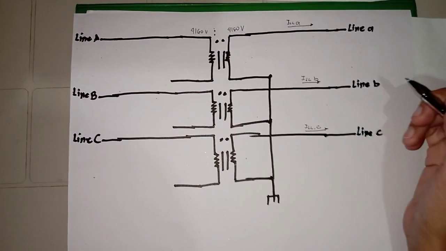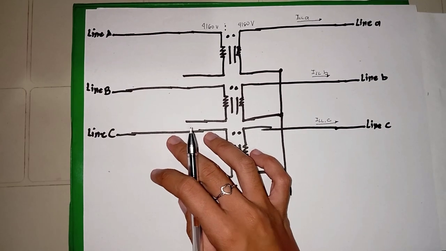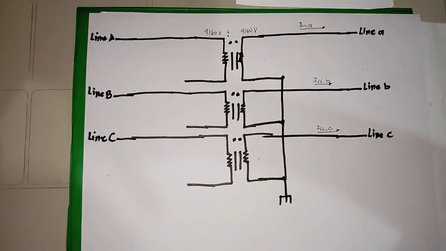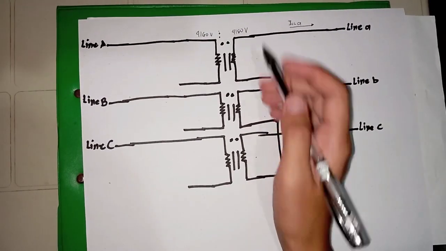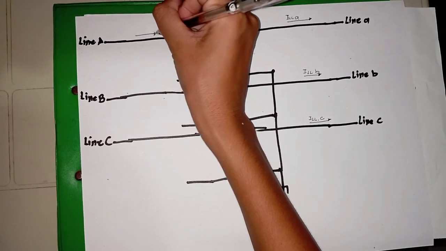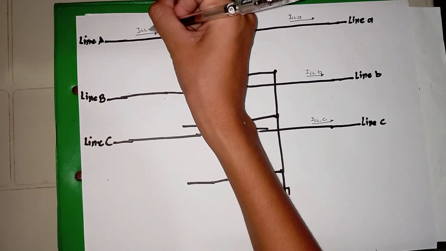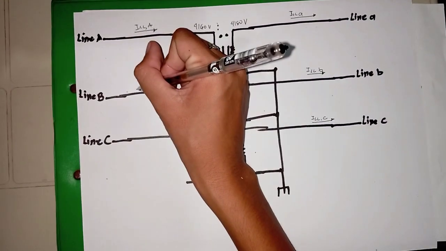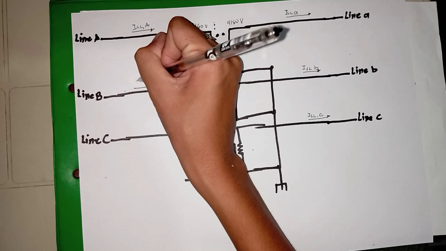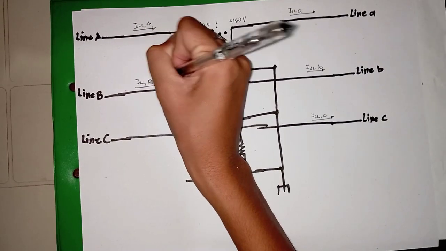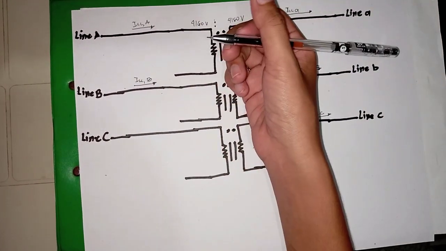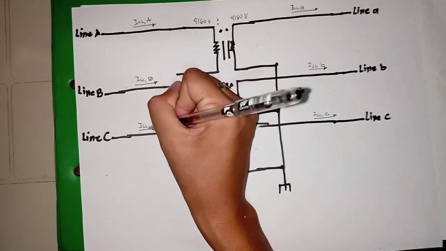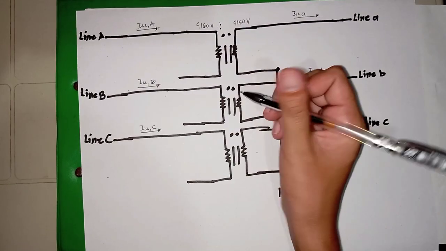Our transformer is connected in delta on the primary side, or the source side. So the line-to-line current A will flow through line A. Similarly, line-to-line current B flows through line B, and line-to-line current C will flow through line C respectively.